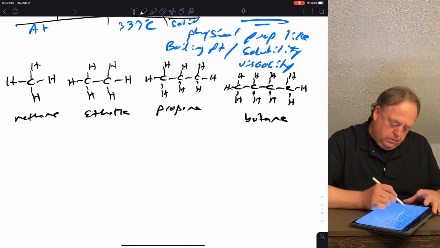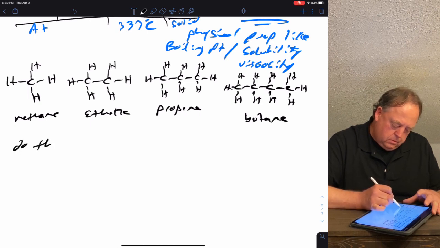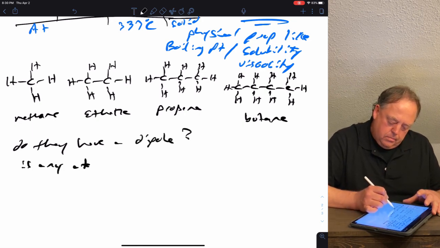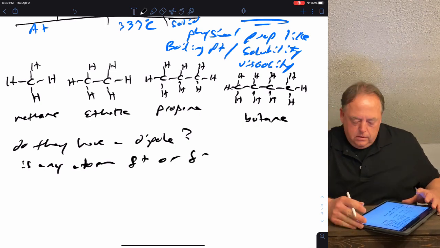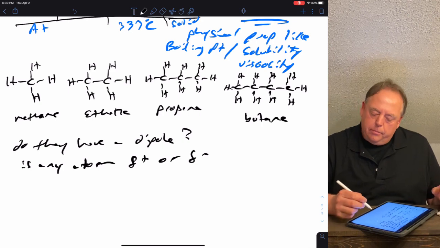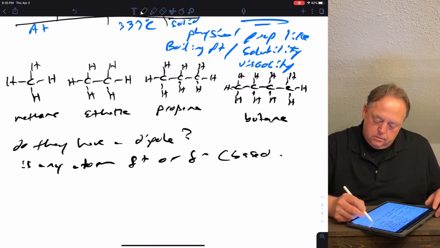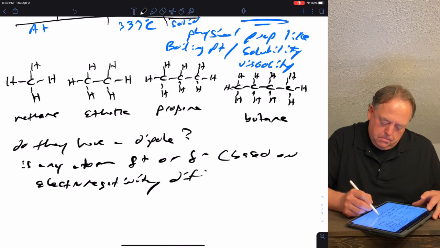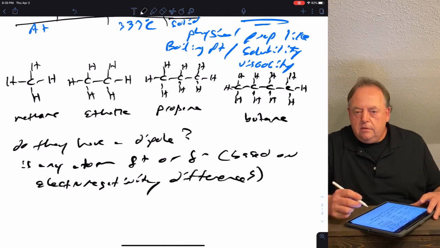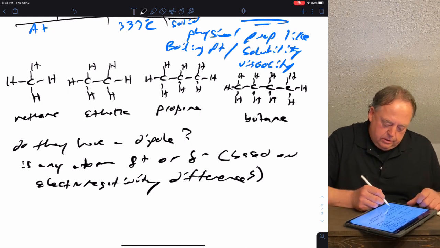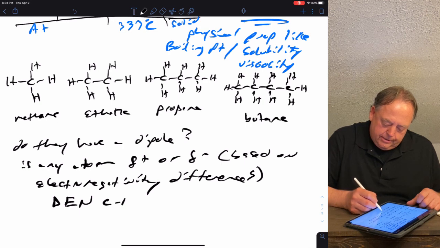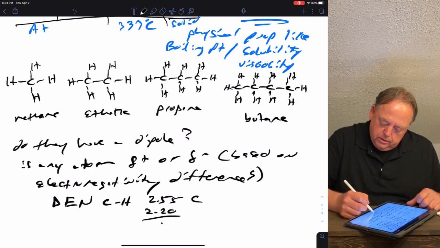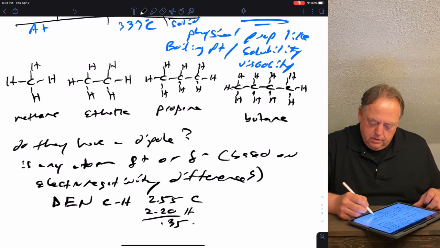So first of all, do they have a dipole? Is any atom partial positive or partial negative? If you remember how to determine partial positive and partial negative, it's based on electronegativity differences. In the previous chapter, we looked at the difference in electronegativity between carbon and hydrogen. Carbon's electronegativity is 2.55, hydrogen's 2.20. The difference is 0.35. And if you remember, that's non-polar.